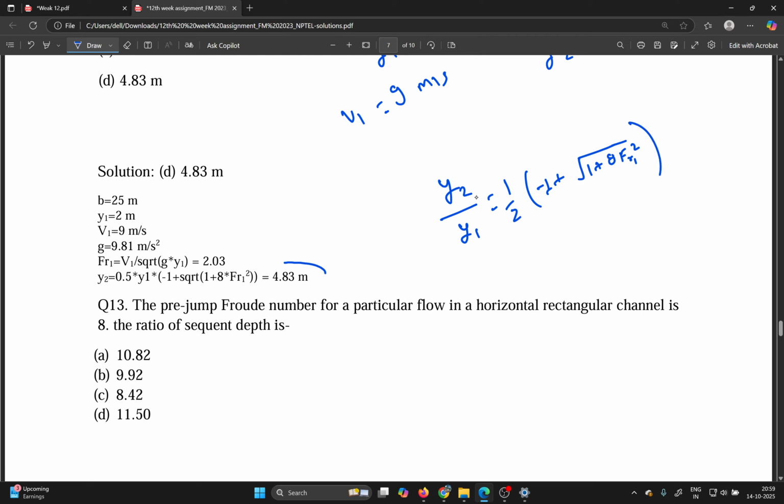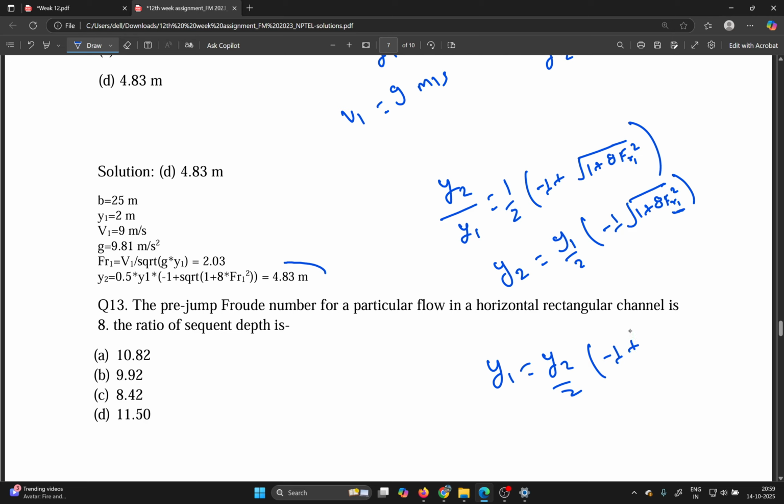Remember please, I'll just tell you the trick. If the right hand side has y1, then Fr will also be Fr1. If you write this formula like y1 is equal to y2 by 2 into minus 1 plus, then inside the under root you will write Fr2. Remember, this is for a rectangular channel, and after the calculation you will get 4.83.